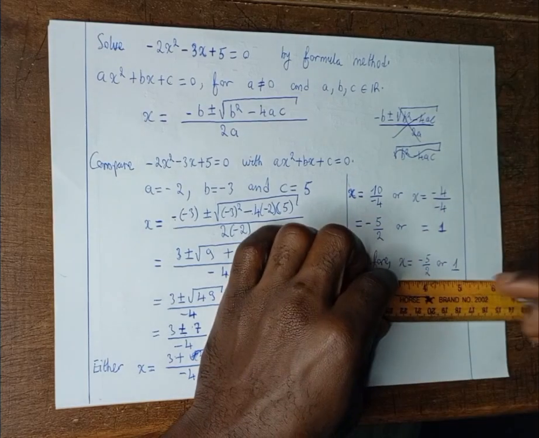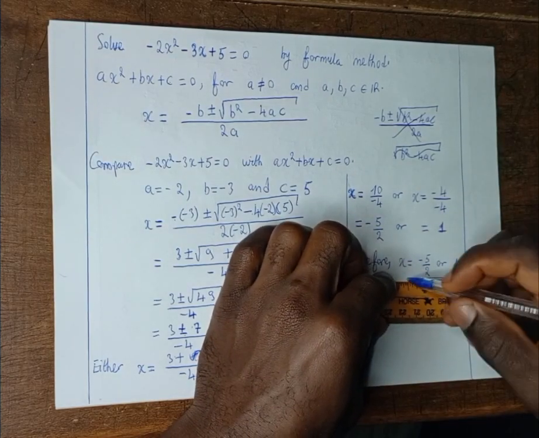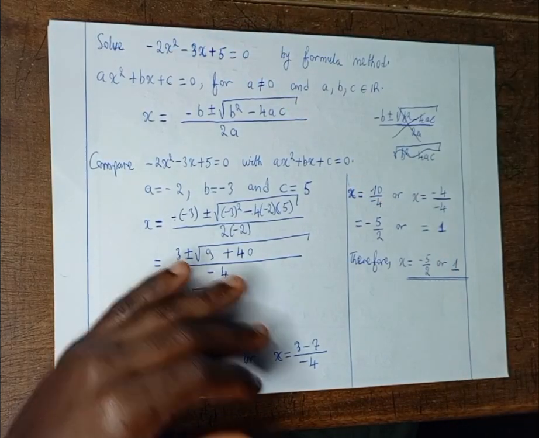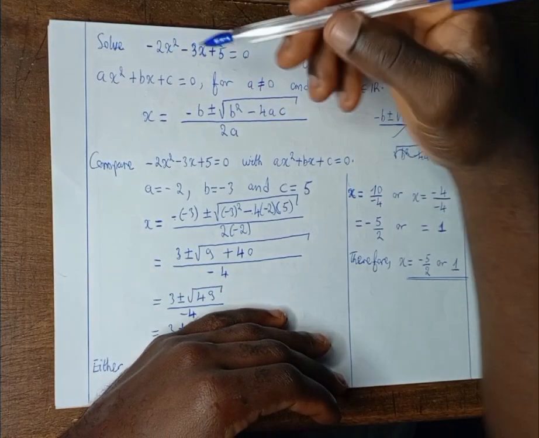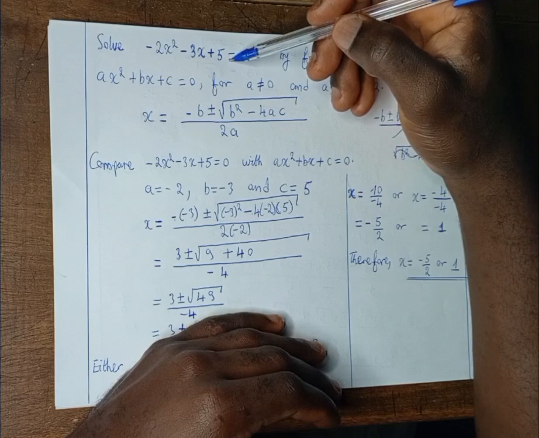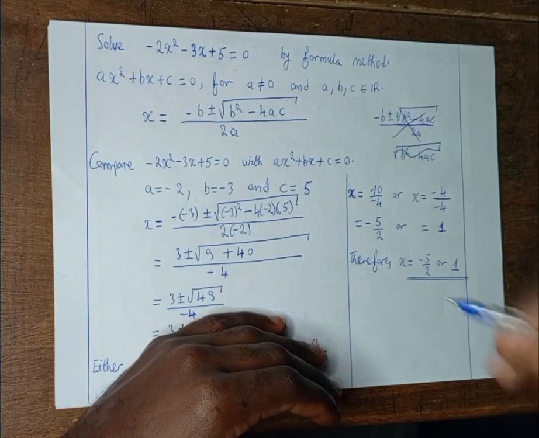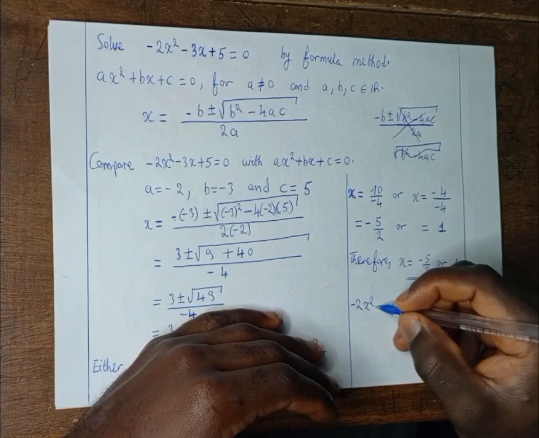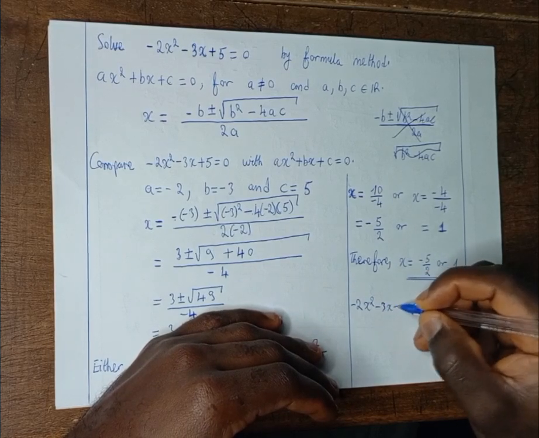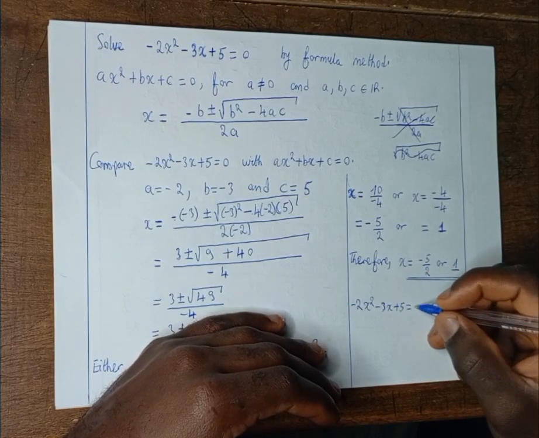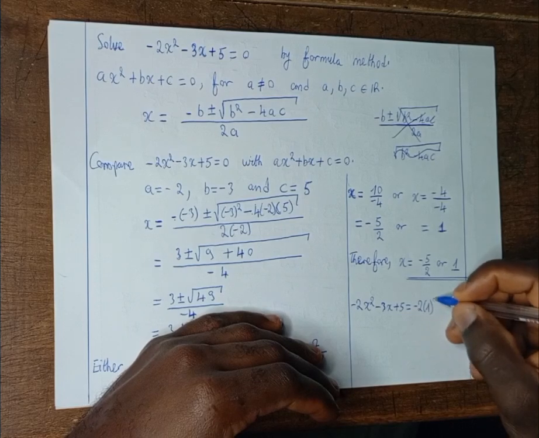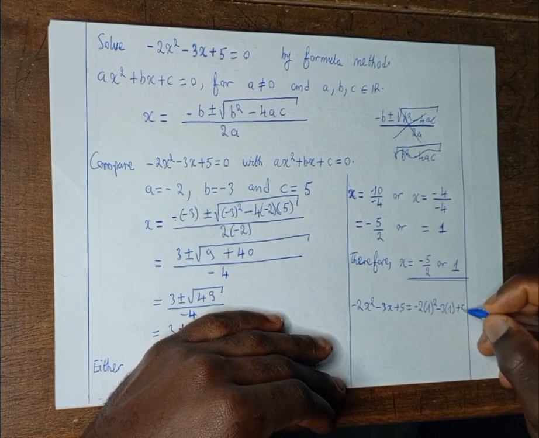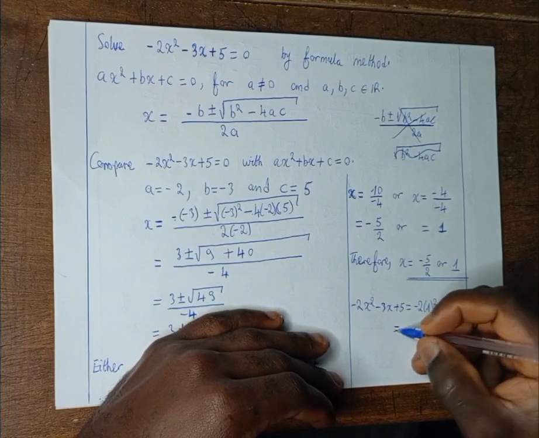So these are the solutions for this our quadratic equation. You can verify. It simply means if you replace x here with 1, we simplify, we are going to obtain a 0. Let's verify and see. Negative 2x squared minus 3x plus 5 is simply equal to negative 2 times 1 squared minus 3 times 1 plus 5.